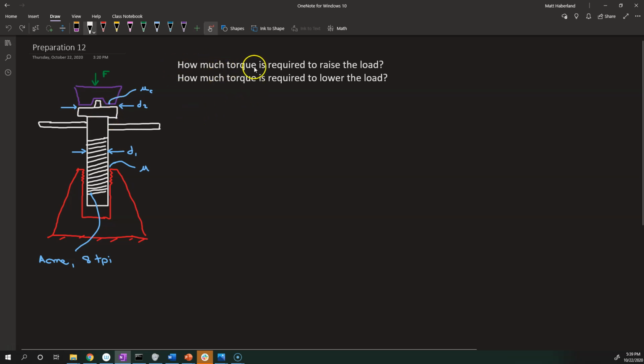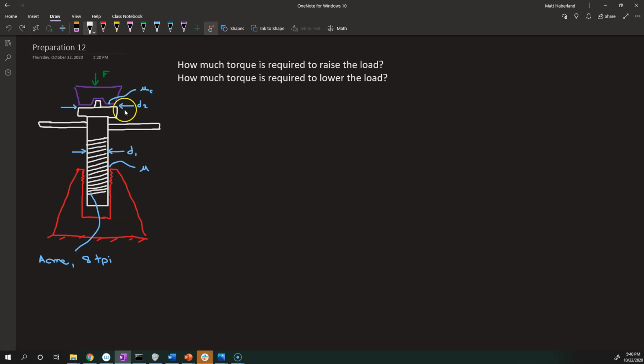What we need to know is how much torque is going to be required to raise the load, how much torque is going to be required to lower the load. I could have also asked, if I had a certain amount of torque available, what amount of load could I raise? Or what amount of load could I lower? Because you think, oh, it should be easy to lower the load.